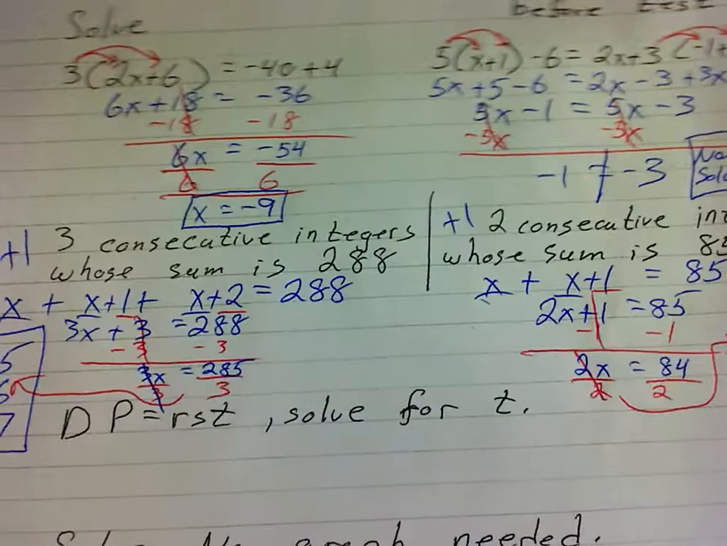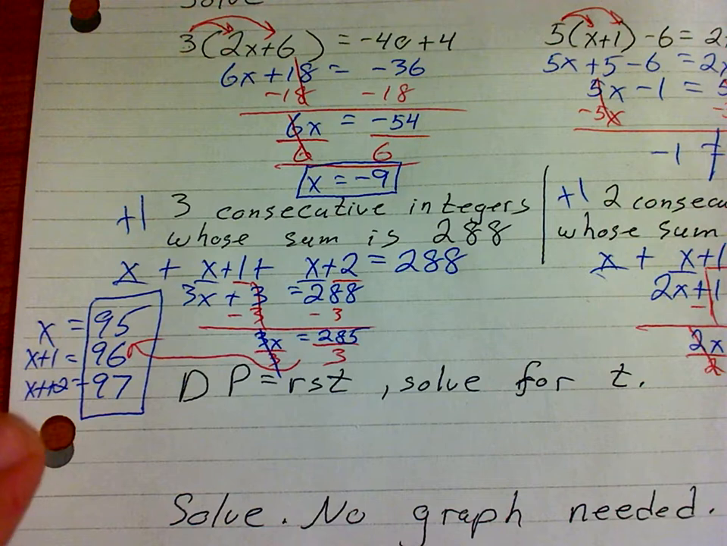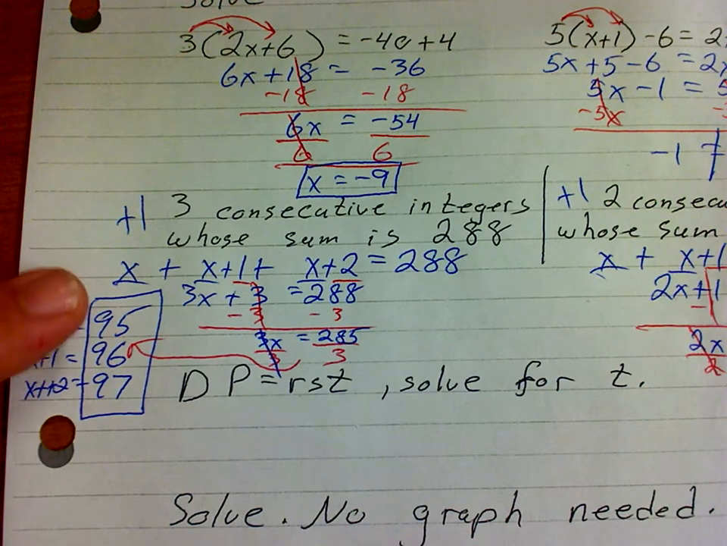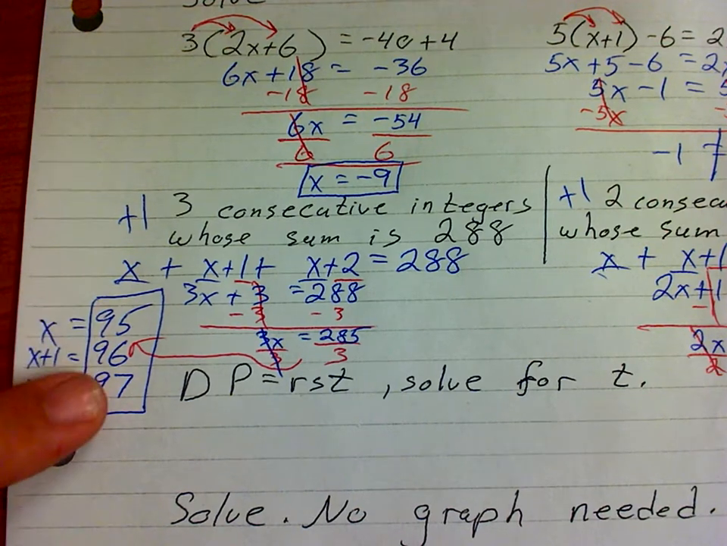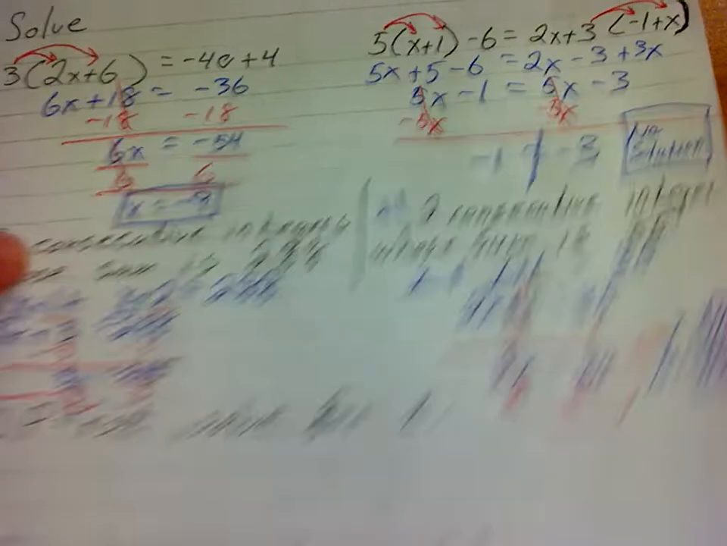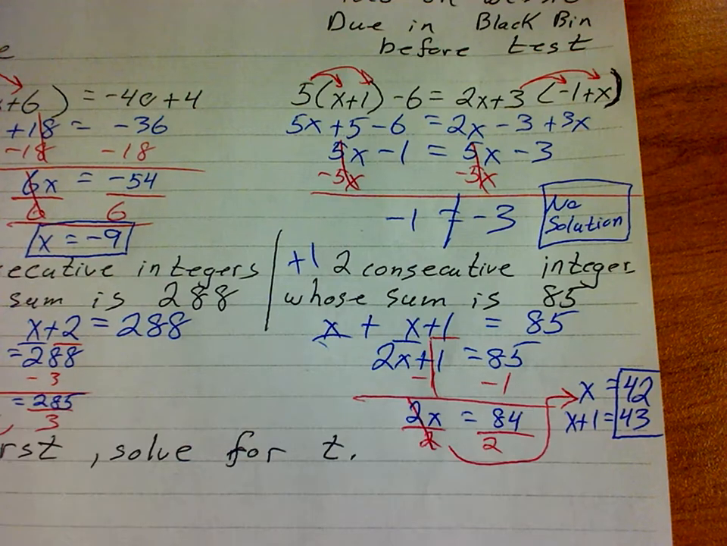And a reminder, we can always check these problems with consecutive integers. Are these 3 consecutive numbers? Or if we had a problem that had 3 odd or 3 even, do we have 3 odd consecutives or 3 even consecutives? And always make sure these 3 numbers need to add up to 288, and these 2 numbers over here need to add up to 85, in which case they do.